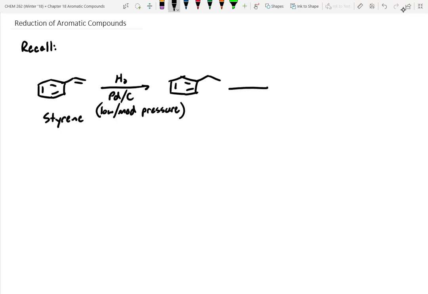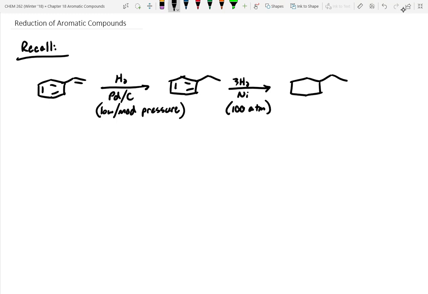All right, and then if we really want to get fancy, we can actually reduce the entire aromatic ring system and get ethyl cyclohexane. However, in order to do this, we need 3 equivalents of hydrogen. We need a special nickel catalyst. And typically this is done at really high pressures, upwards of 100 atm. So most labs won't touch this at all simply because they don't have the equipment to handle a reaction at 100 atmospheres, right? That's really, really, really high pressure. All right. So typically we don't see a full reduction of aromatic compounds.